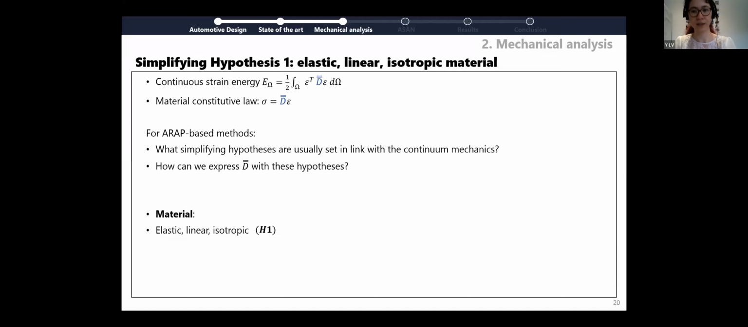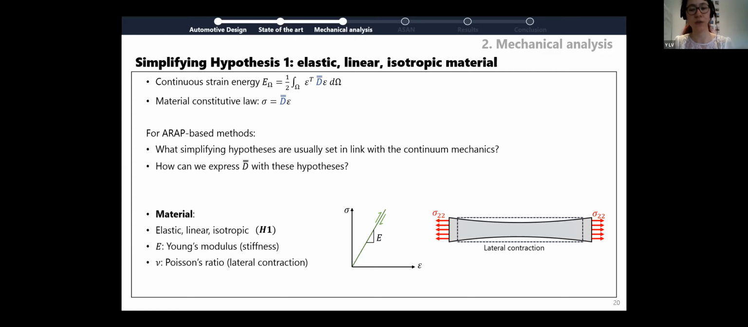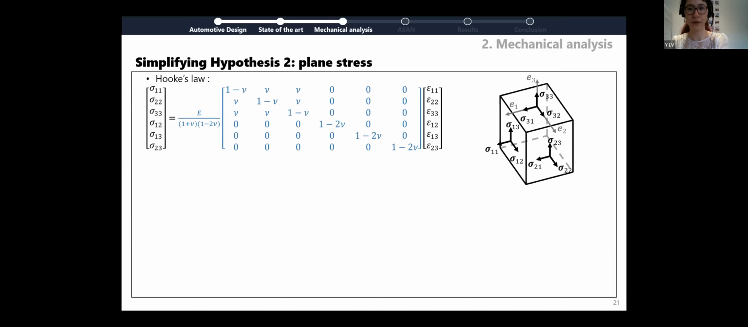So a first hypothesis is set on the material, which is usually considered as elastic, linear, and isotropic. And thus, in this case, the behavior can be described with the Young modulus E, characterizing the stiffness, and the Poisson's ratio that characterizes the lateral contraction. And for this linear, elastic, isotropic material, the Hooke's law gives us the constitutive law that can be written as such for a general 3D elementary domain. So this expression can be simplified depending on the medium structure.